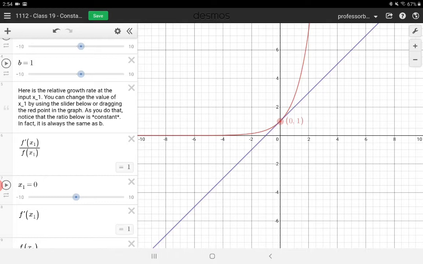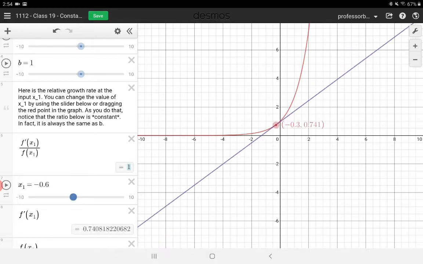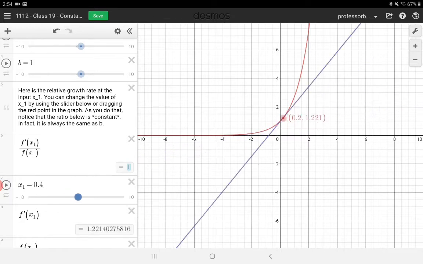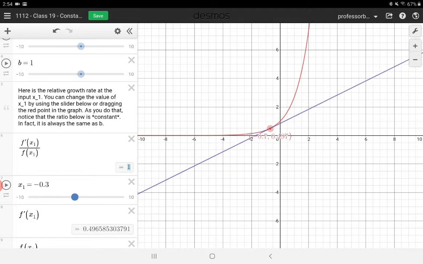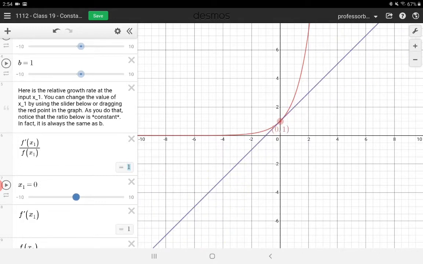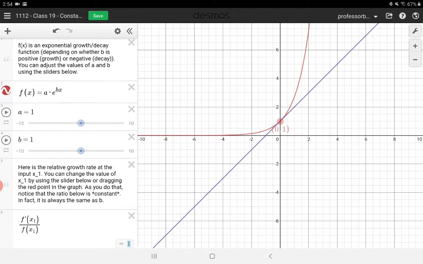So you can see that that's a constant of 1. Desmos shows you the evaluation of that. And as I move x1 left and right, notice that that value does not change. That ratio, that proportion, is always 1. And in fact, it shouldn't surprise us based on what we saw on the slide, because that's the value of b. What if I go up and I change the function?